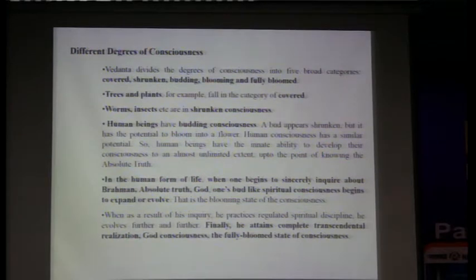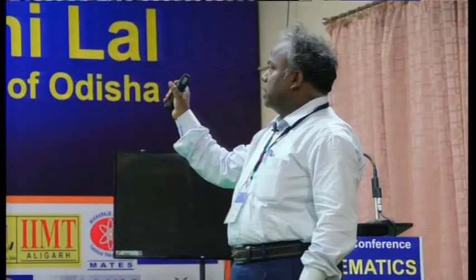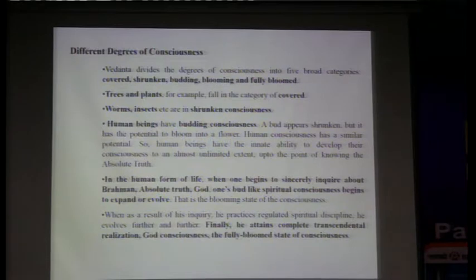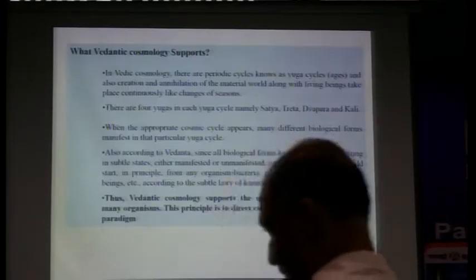Then when, as a result of his inquiry, the human being practices regulated spiritual discipline, he evolves further and further. Finally, he attains complete transcendental realization, God consciousness, the fully bloomed state of consciousness. So the last three, budding, blooming, and fully bloomed, are related to human beings. But before that, I have already explained in which category they are.